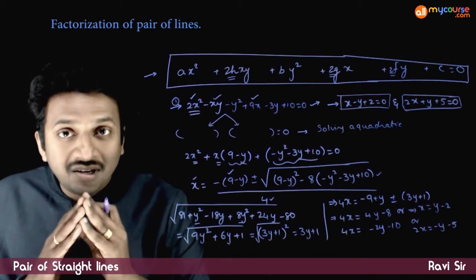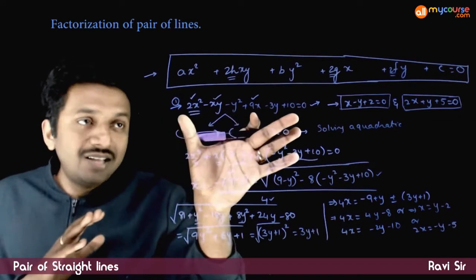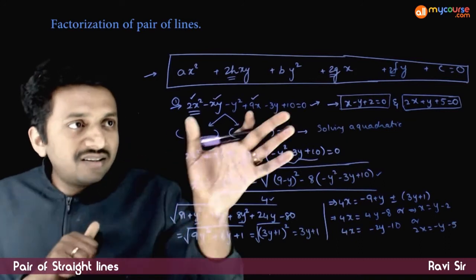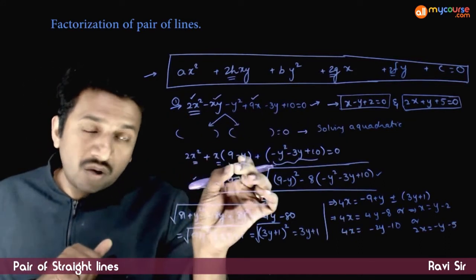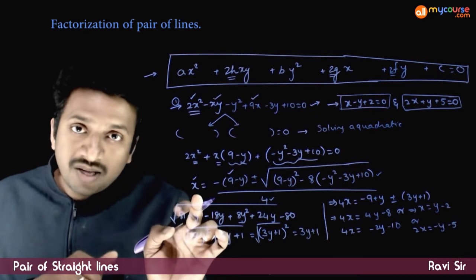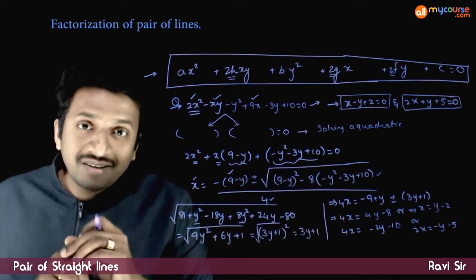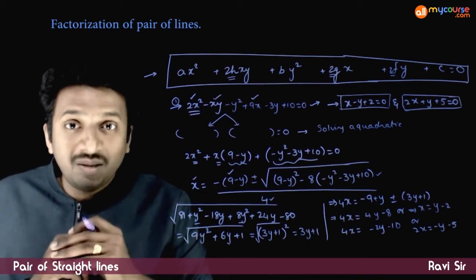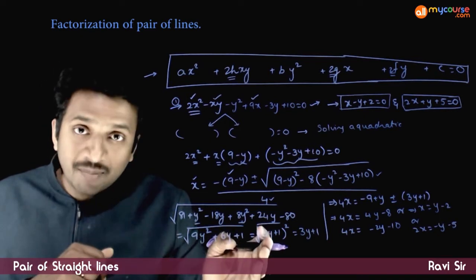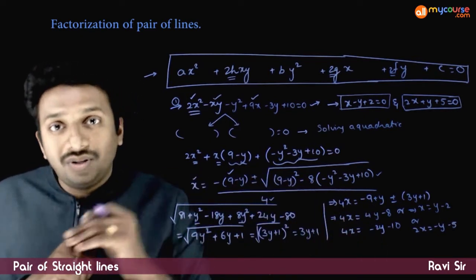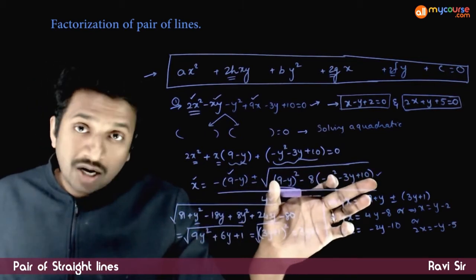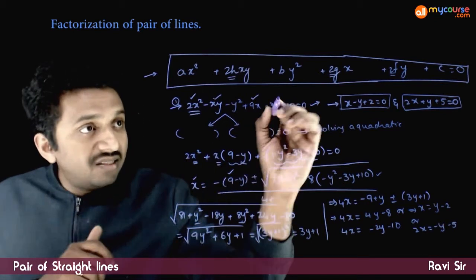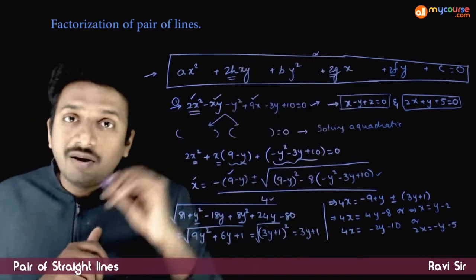I hope you have understood how to factorize a general equation into two straight lines. You just consider the given equation as a quadratic in one of the variables, write the quadratic formula, and simplify the square root. If the square root turns out to be a perfect square, then only you can split them into two factors. Luckily that has happened here and you got both the lines. If this is not a perfect square, you cannot find x as a linear function of y. That means this will not be a pair of lines.